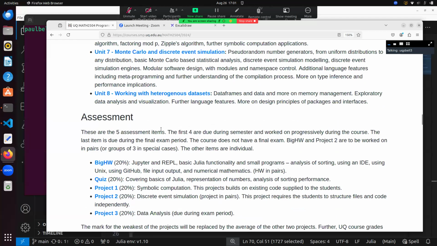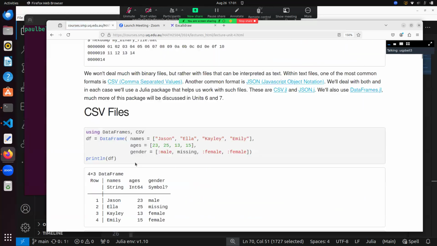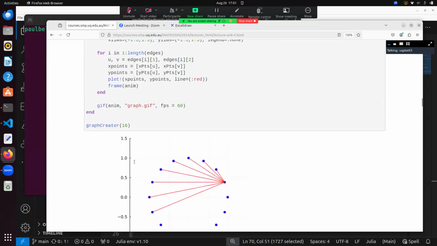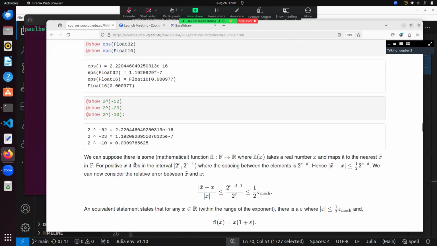Cool. So, end of Unit 4. Okay, we got into doing a bit of basic stuff. Not so interesting. Talking about floating point and floating point representation. So we've only got 64 bits. How do we represent the whole real number line? This thing called floating point.